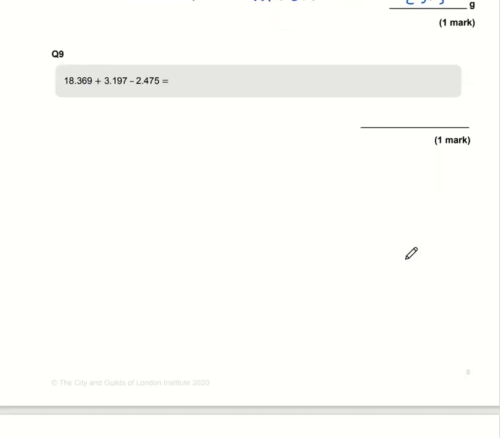Question number 9. Okay, so let's just do the adding first of all. 18.369. The most important thing here is to make sure that the decimal points are in line. That way all the other digits will be lined up in the correct columns. In other words, we want to avoid putting the 3 below the 1. The 3 needs to go underneath the 8. I'll also put a decimal point in line in my answer box.